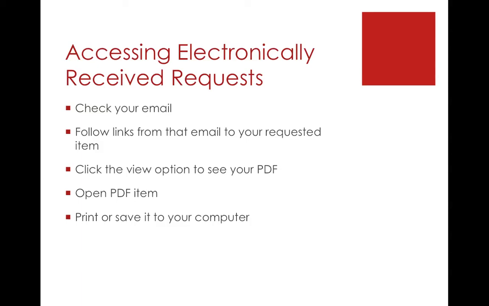Now, to access those PDF items, you want to follow the link in your completed email. That link will take you directly to your ILL account, where you will need to log into your account. Then you'll want to click View next to the transaction number. Clicking the View link will open a PDF of your items. The first page of your request is just another receipt of your request. It shows the citation number, transaction information, and request information from your item. Once your document is open, you have the option of saving it as a PDF to your computer or printing the item for your use.